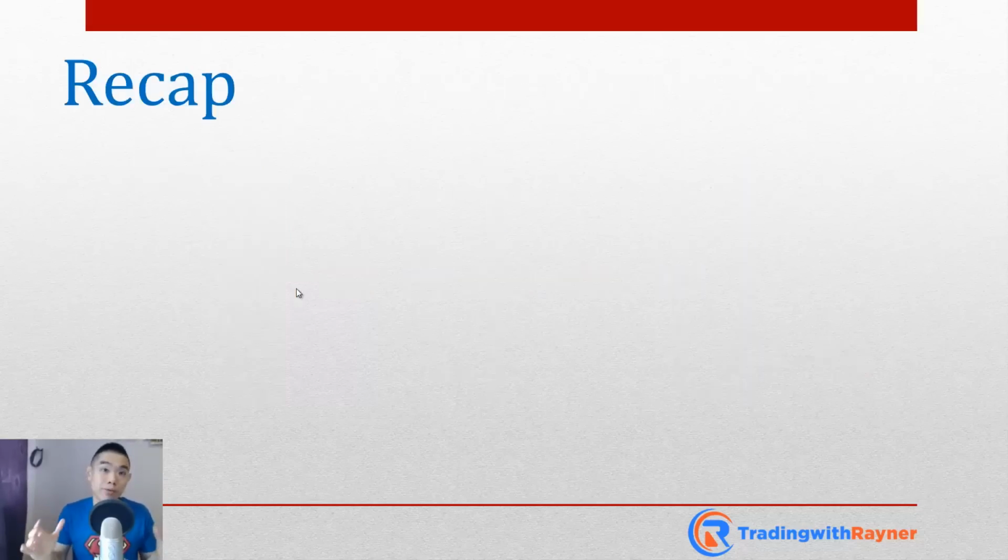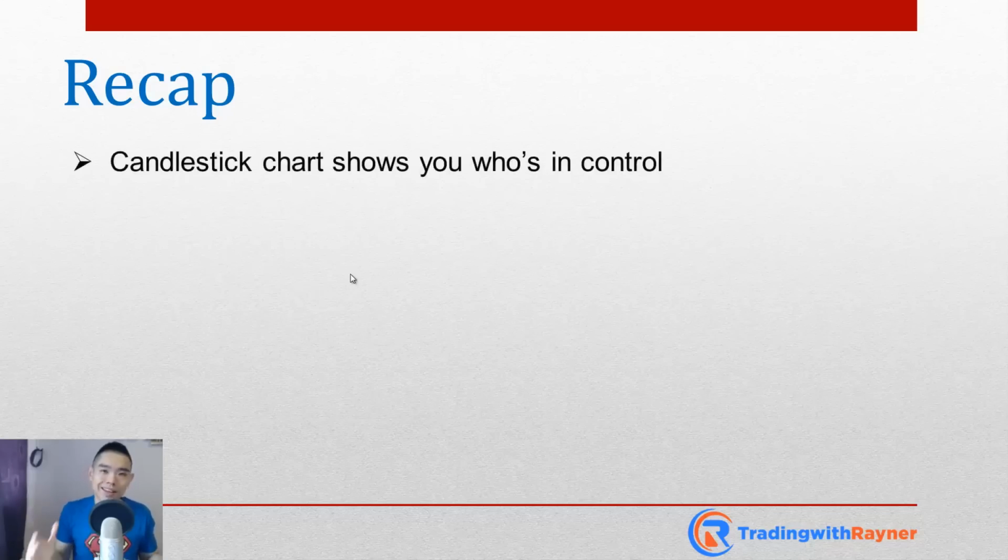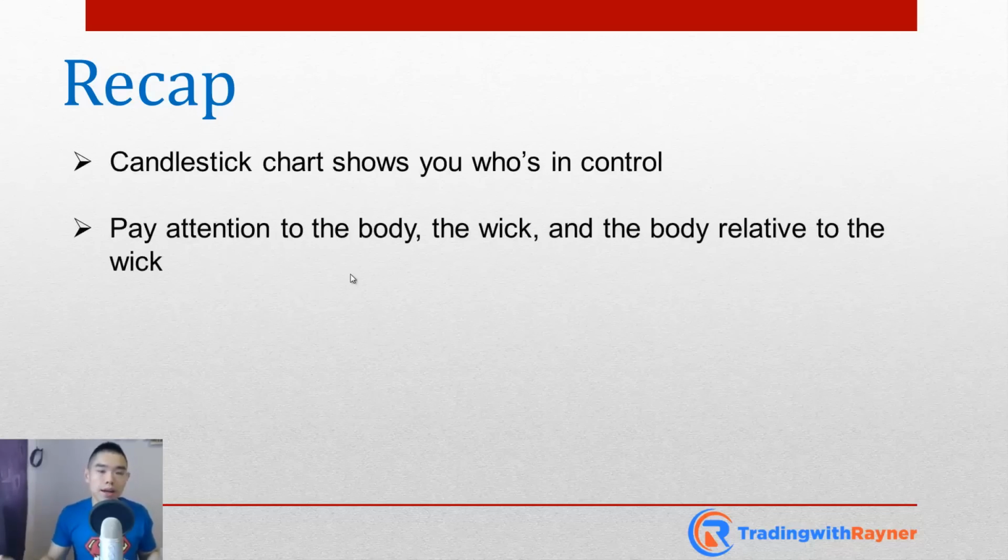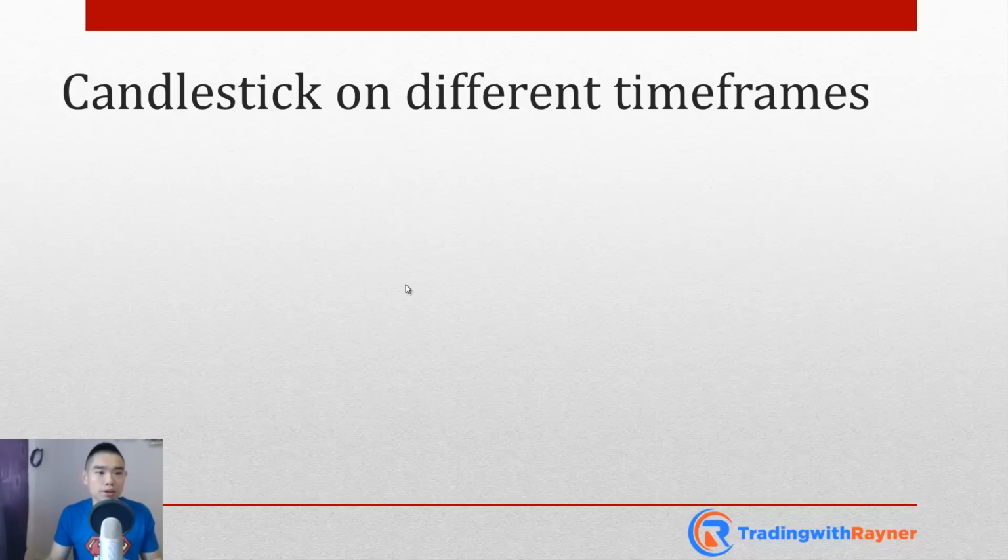So now let's do a quick recap, shall we? A candlestick chart shows you who's in control. Remember, I said pay attention to the body, the wick, and the body relative to the wick. That is important as well, because you can have a bullish close, but if your wick is much longer than the body, it's still a sign of price rejection. Okay. So moving on, candlesticks on different time frames.